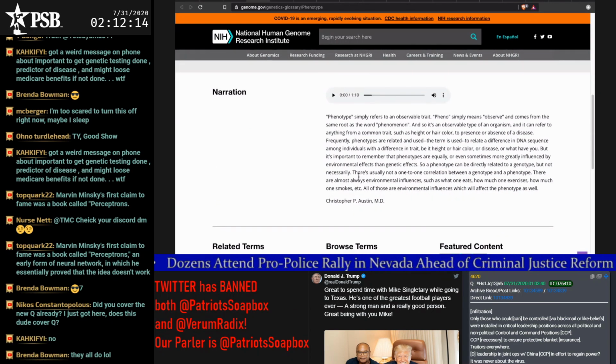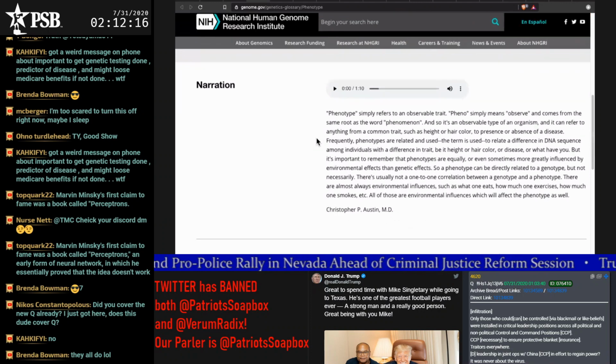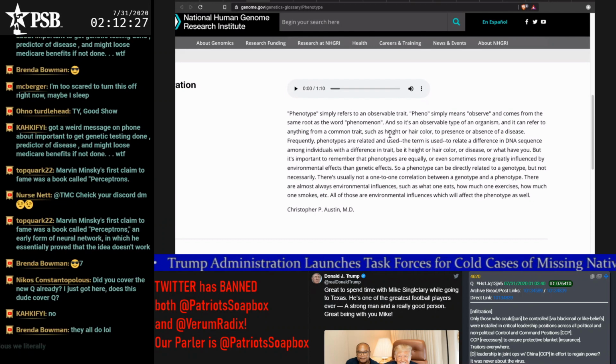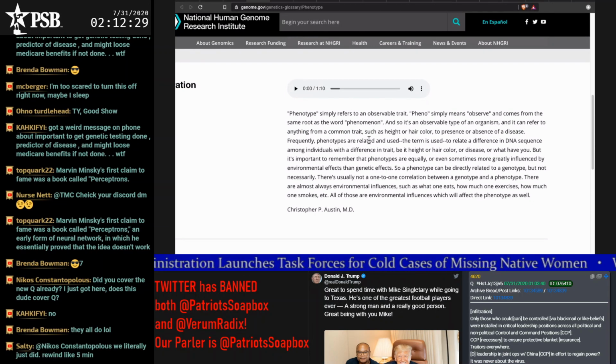A phenotype simply refers to an observable trait. Pheno simply means observe. It comes from the same root as the word phenomenon. And so it's an observable type of an organism and can refer to anything from a common trait, such as height or hair color, to presence or absence of a disease.